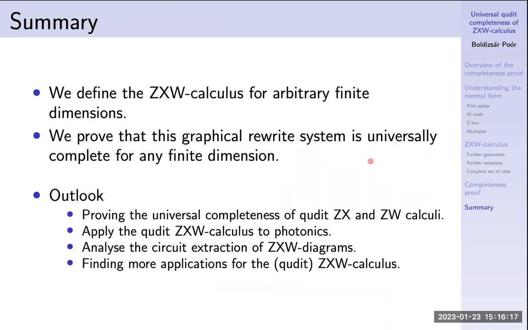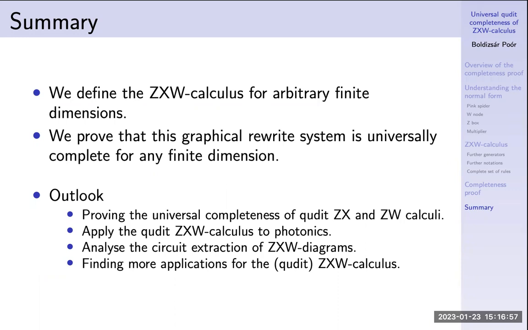So just to quickly sum it up again, we have defined the Qudit version of the ZXW-calculus. We proved that this graphical rewrite system is complete, universally complete for any finite dimensions. So this is the very first universal completeness result for a quantum graphical calculus that goes beyond qubits. And yeah, it's a super general result and really exciting.